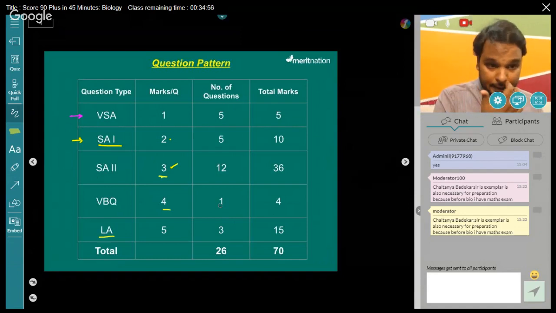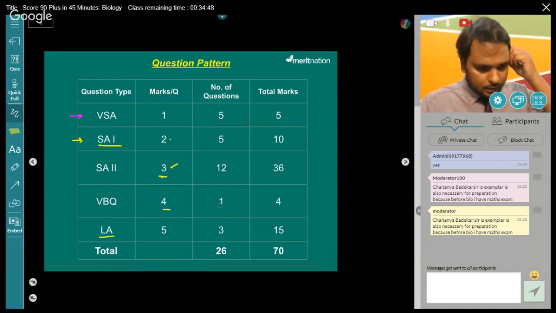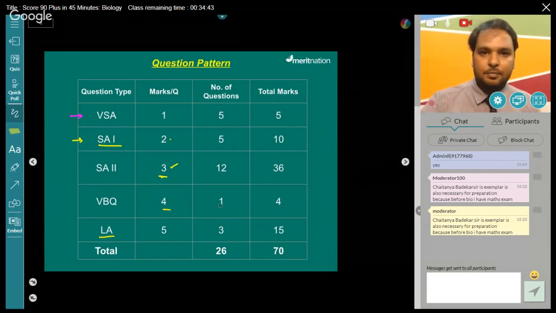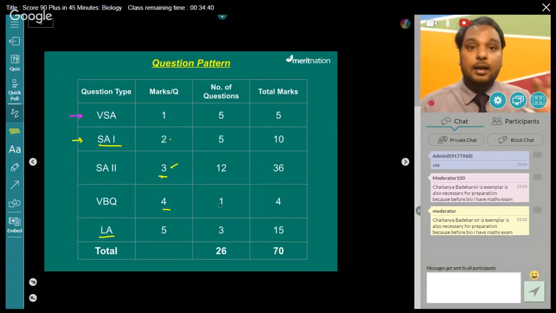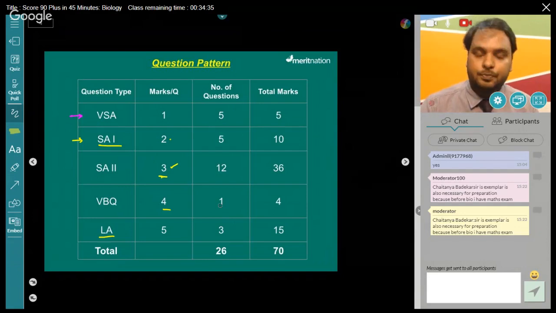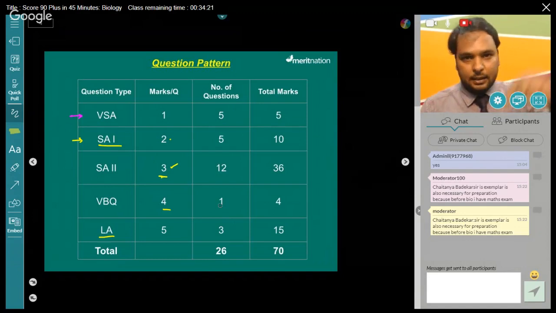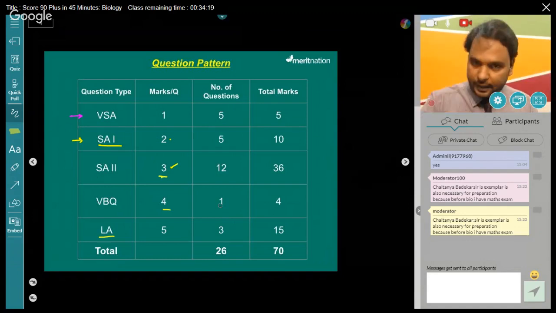Chaitanya asked whether the exemplar is also necessary for preparation, because there's a maths exam before biology. Chaitanya, I'll tell you one thing. Exemplars are a very good thing. They are directly from CBSE, and they have given sample questions of what should be asked, or you can also say it's a kind of HOTS. But first of all, as I told you, go to NCERT, then your previous 5-year papers. And then there are 100 questions that we are going to provide you. In the description, there is a link.